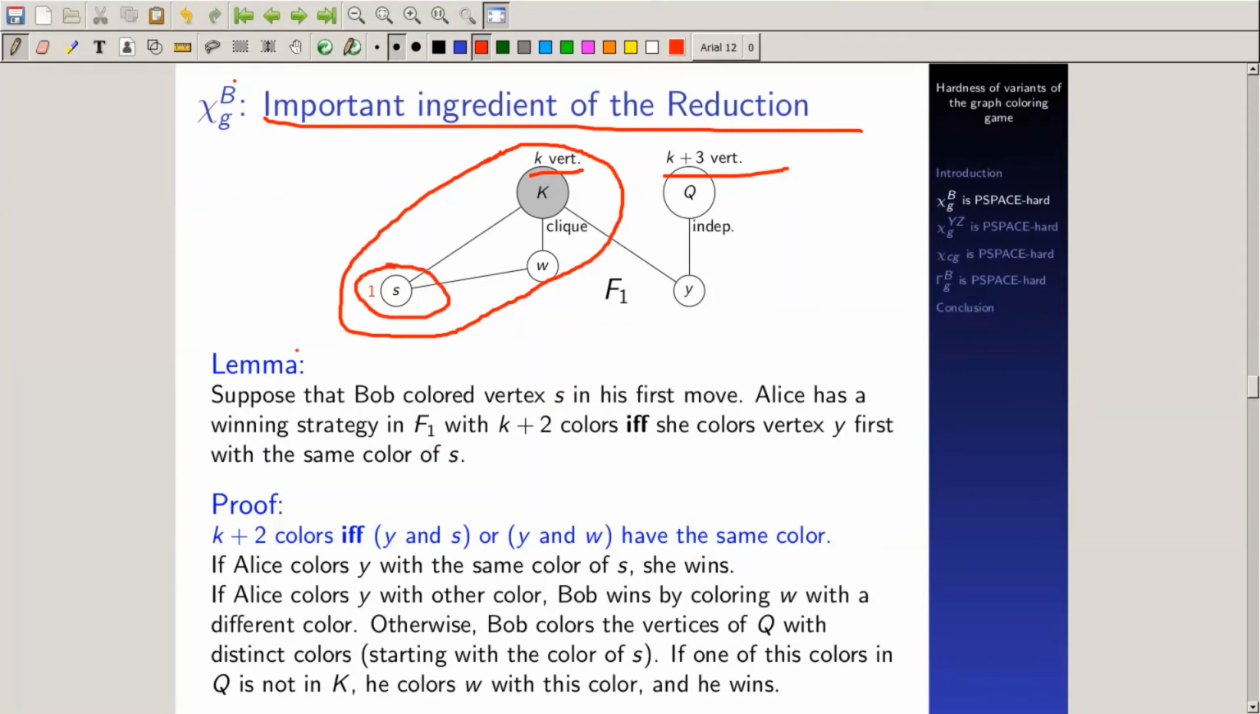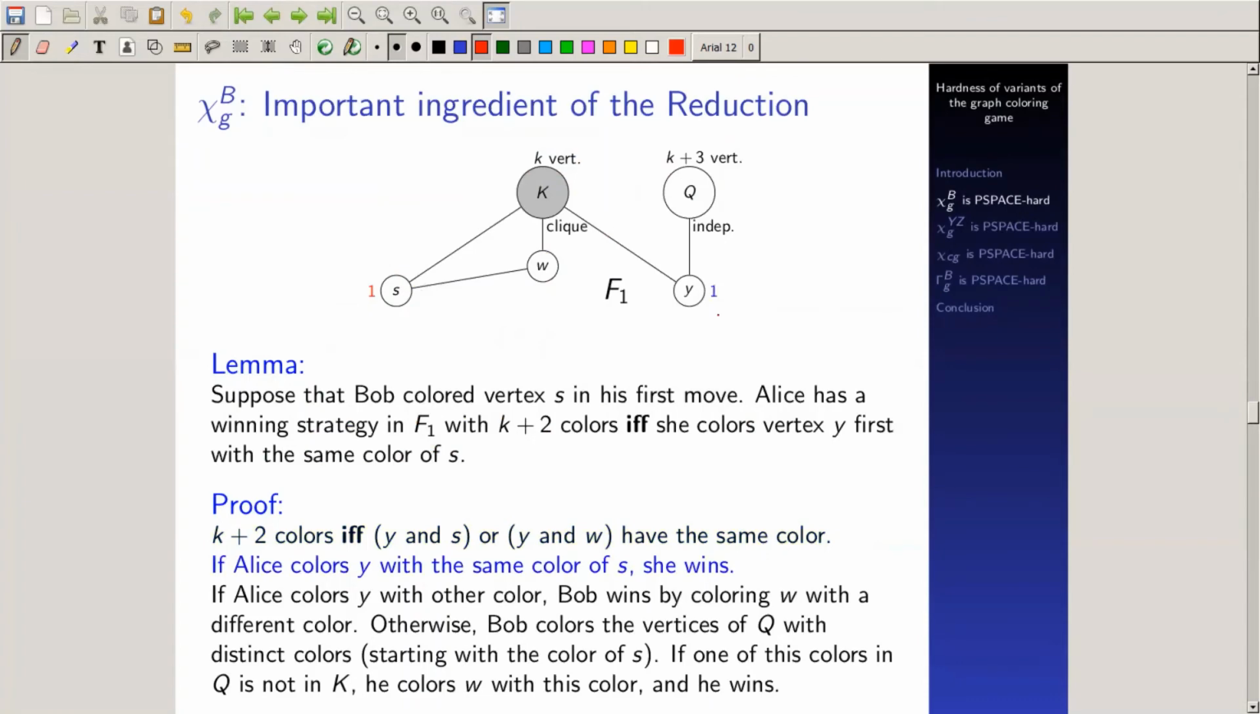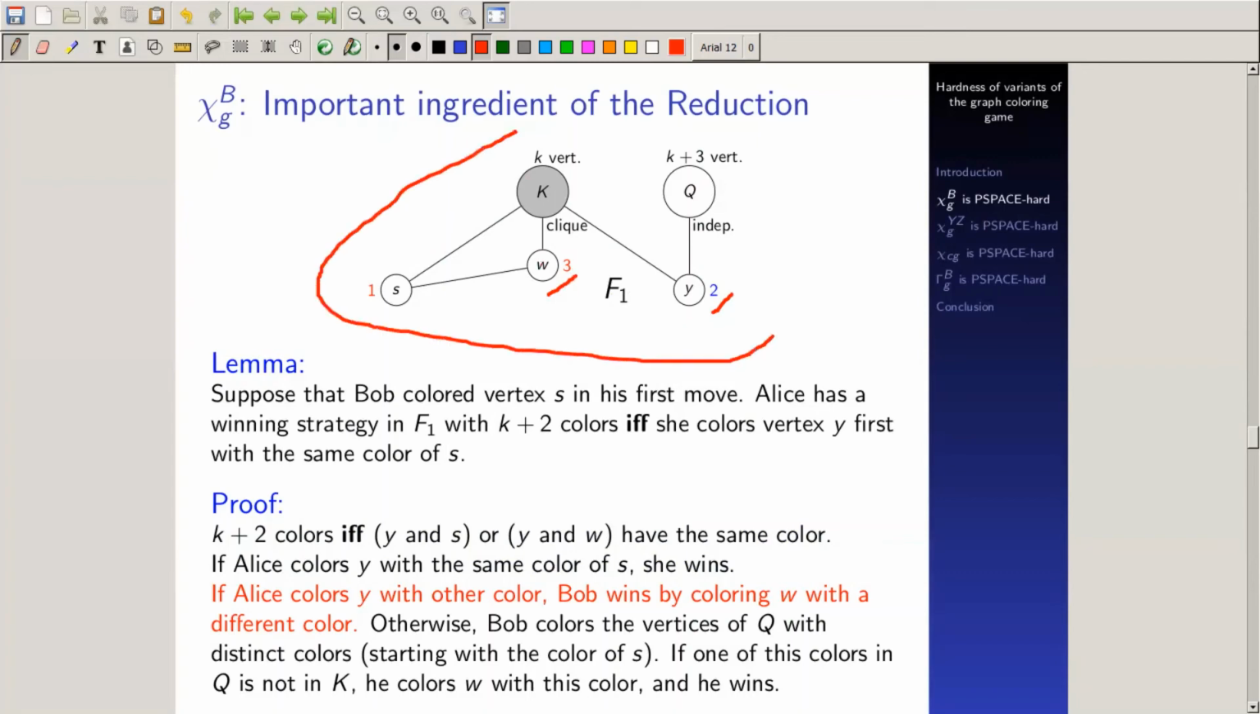Alice has a winning strategy in F1 with k plus 2 colors, which is the minimum possible, if and only if she colors vertex Y first with the same color of S, that is color 1. If Alice colors Y with 1, we can use k plus 2 colors here and Alice wins. If Alice colors vertex Y with color 2, Bob colors W with color 3, and then we have to use k plus 3 colors.